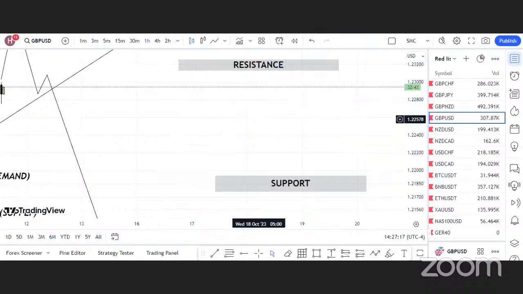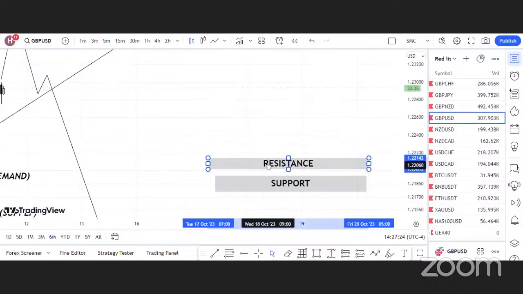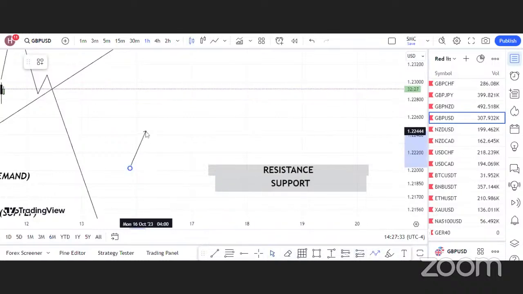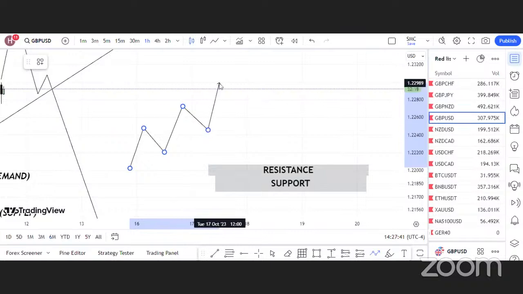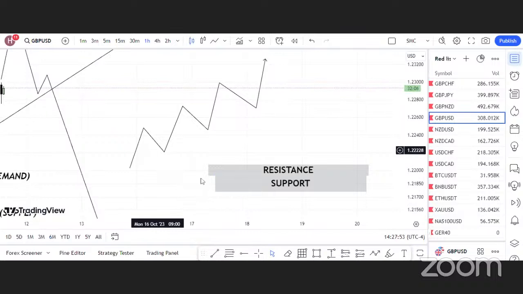Yes. So aside from drawing support and resistance this way, there's also what we call trend lines. They are also support and resistance, but they are drawn differently. So let's assume we have a market going up this way. You want to draw your support and resistance.